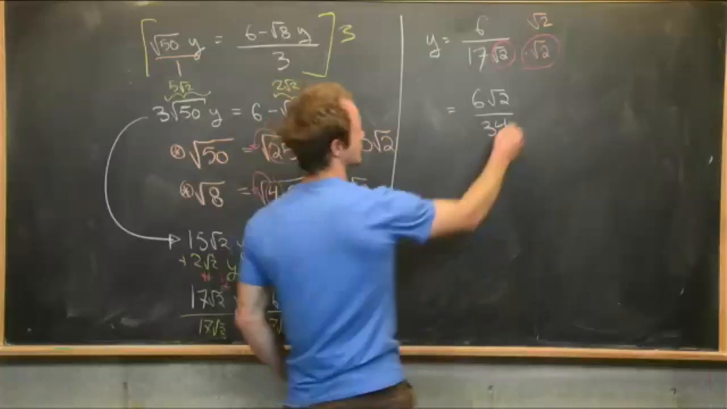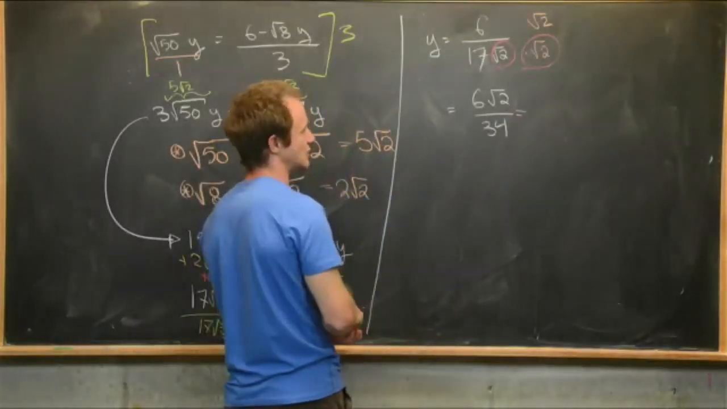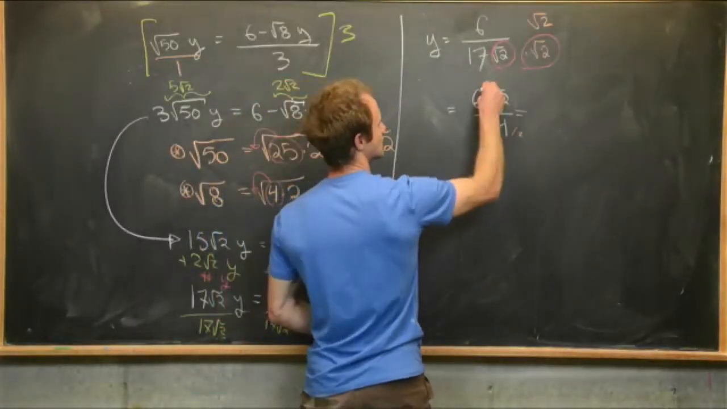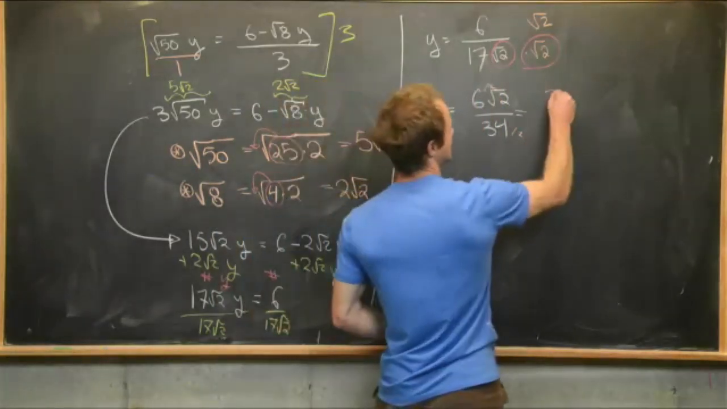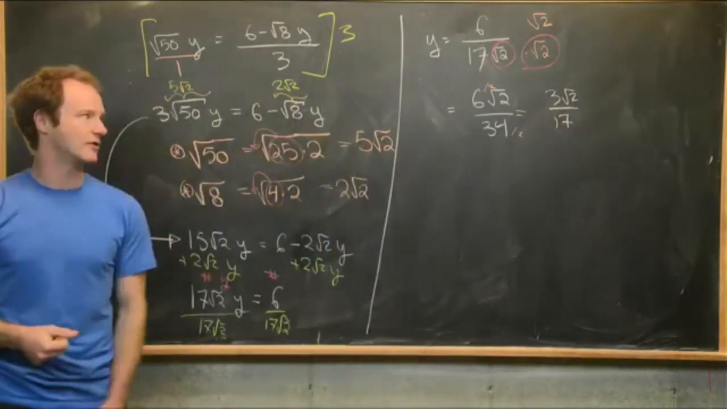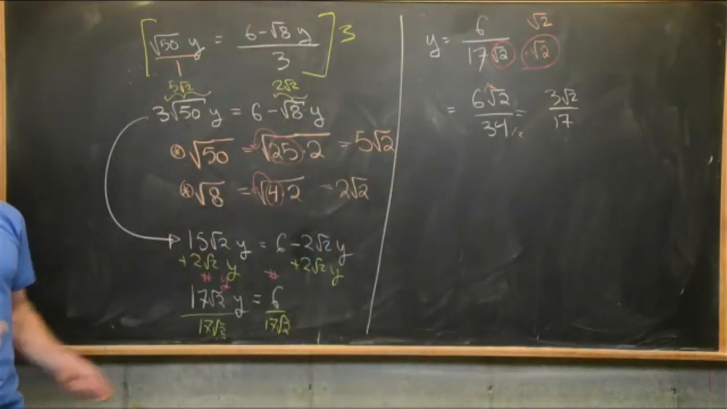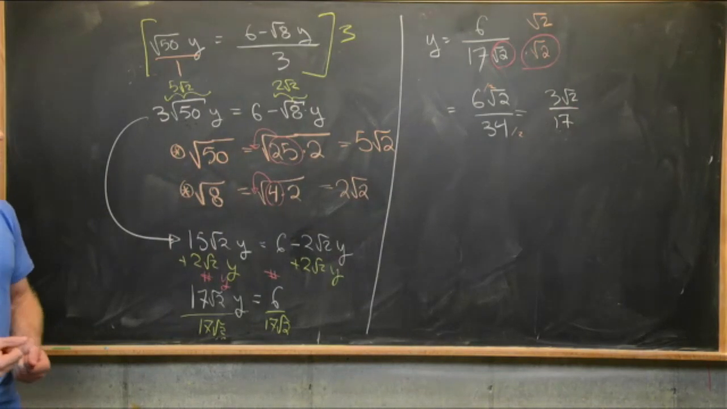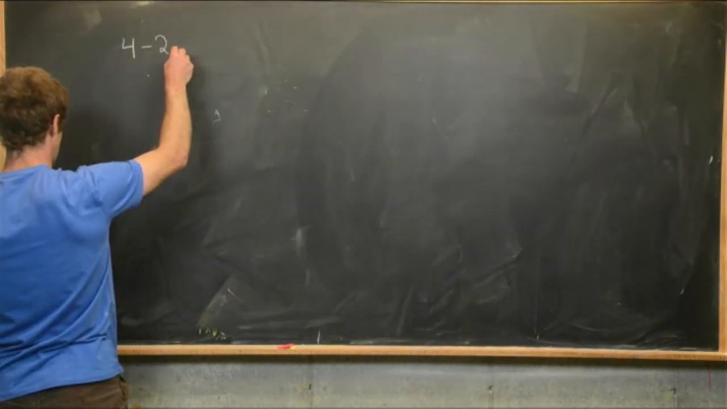And then maybe you could reduce that. Notice that we can divide 2 out of the numerator and the denominator. That'll give us 3 times the square root of 2 over 17. I don't know, none of those numbers are better than the other numbers, though. So any of those would be fine.